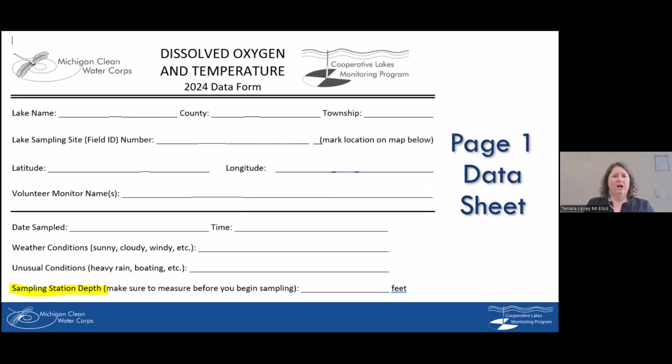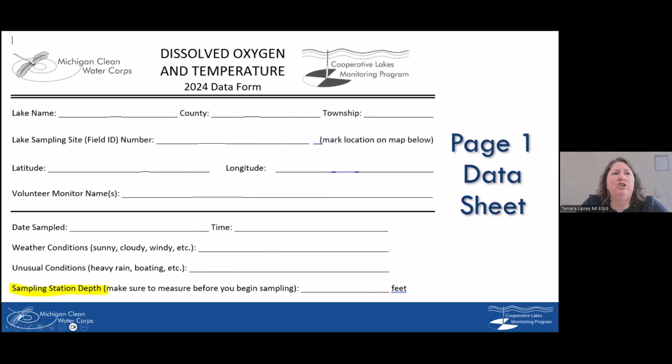So I just wanted to talk a little bit about sampling at the data sheet. It's very similar to all the ones for every other parameter. You need to put on your lake name, your county, township, your field ID number, the date and time, any weird conditions you have. But like I said, try not to go out on windy conditions. And then also the sampling depth.